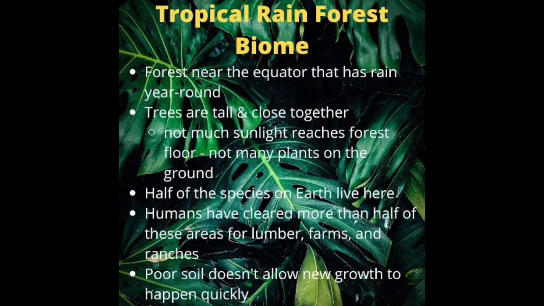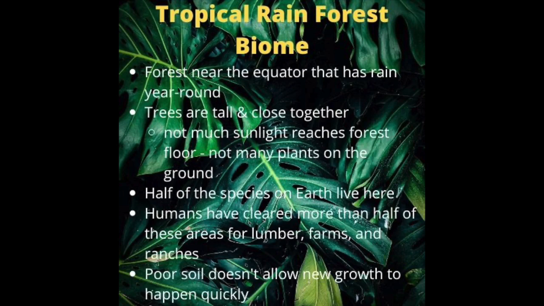An interesting fact with the tropical rainforest is that if you knew all of the different species of plants and animals that we have living here on Earth, half of them would be found in the tropical rainforest biome, which is kind of surprising because the tropical rainforest is one of the smaller areas on our Earth. It takes up not as much land mass as some of the other biomes that we're going to talk about, but they have more species than any of the others.